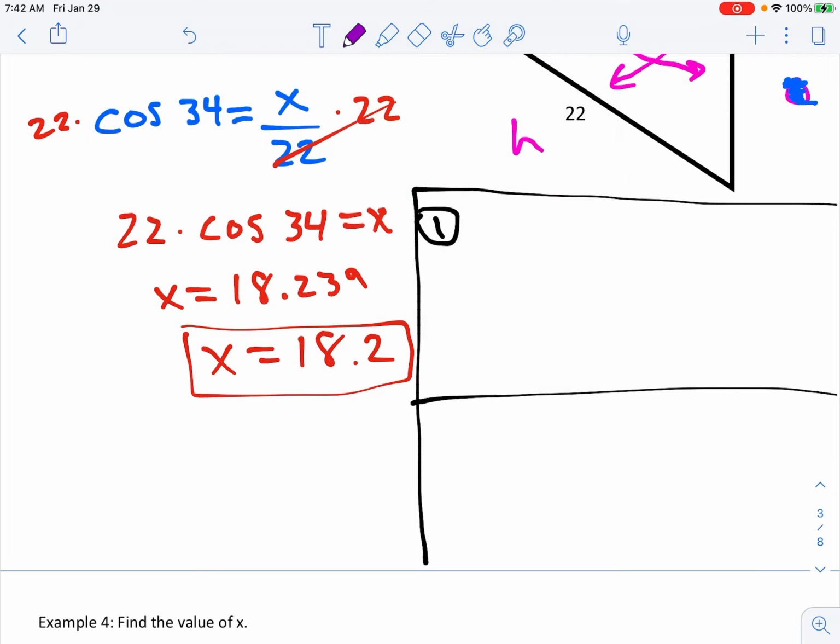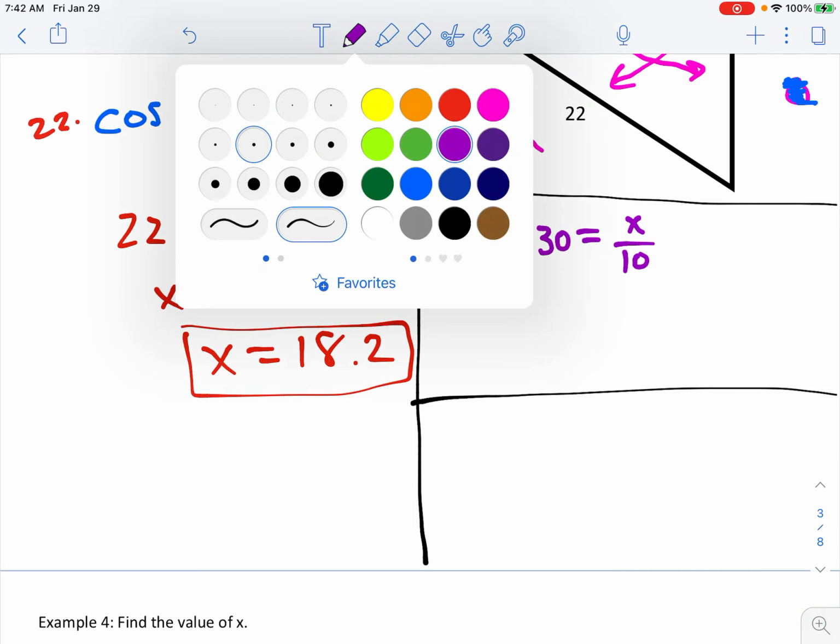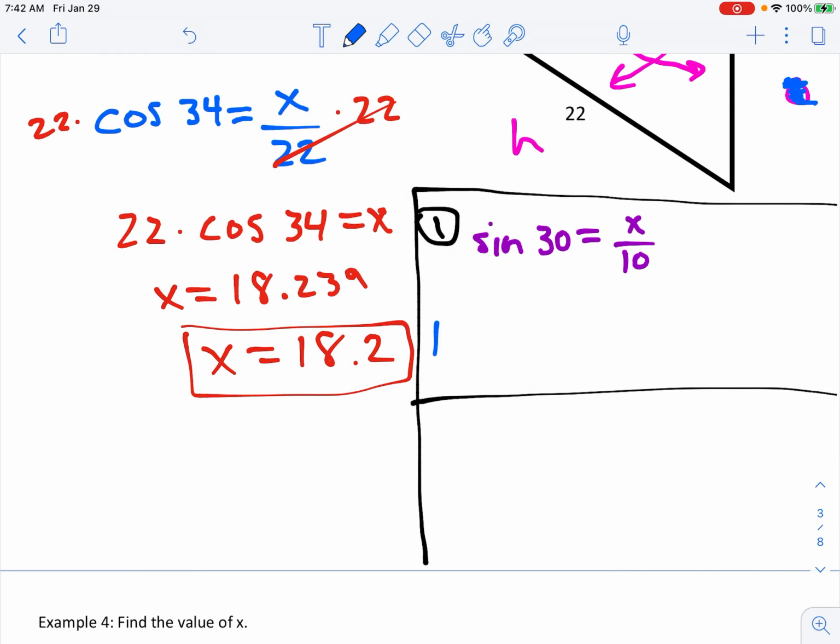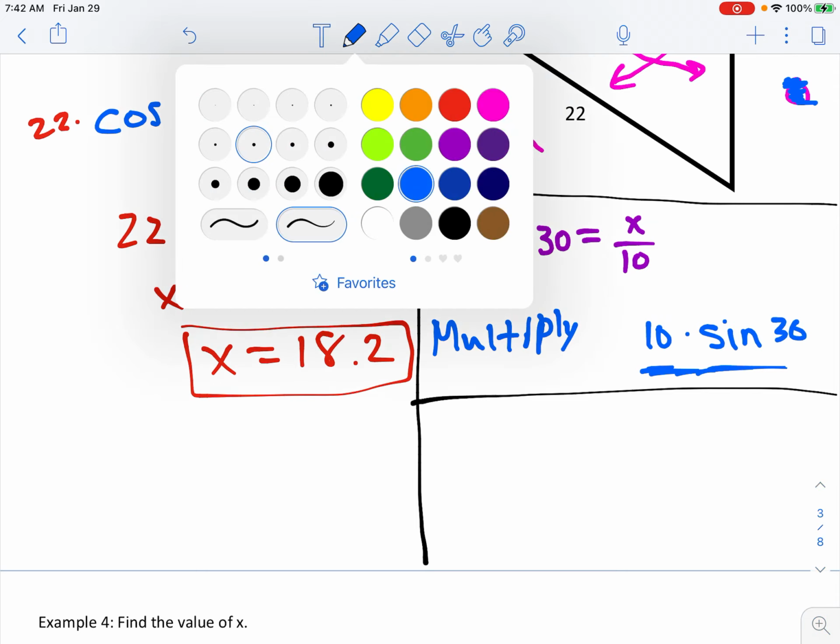is what happens if x is on top. So let's say we have any function. It could be something like this. If x is on top, it will always be a multiply. We will always multiply the number times the function. You must multiply the number in front of the function.